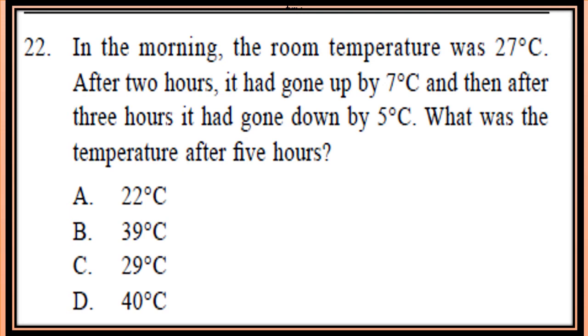So in the morning, the temperature was 27 degrees Celsius, and after 2 hours it had gone up by 7 degrees Celsius, and then after 3 hours it had gone down by 5 degrees Celsius. So what was the temperature after 5 hours? You can easily calculate this. You can see the answer at the end of the video.